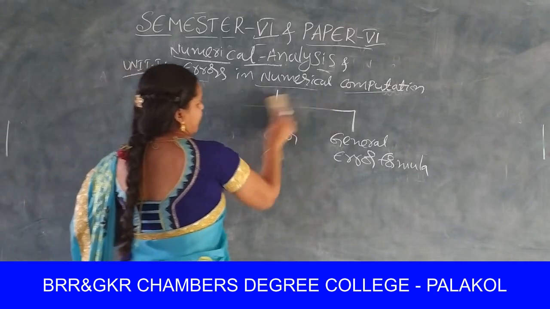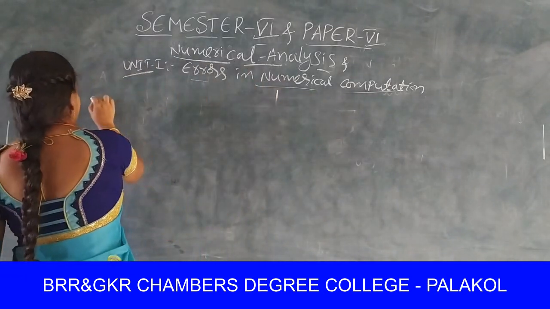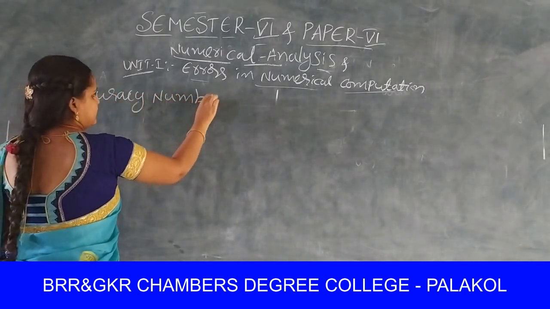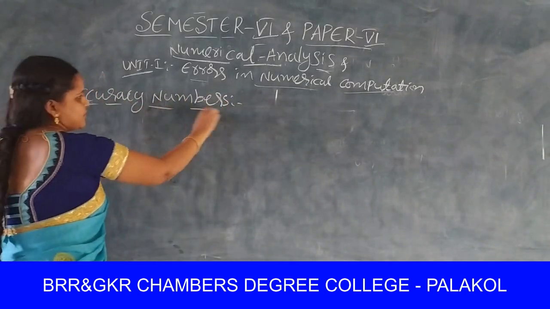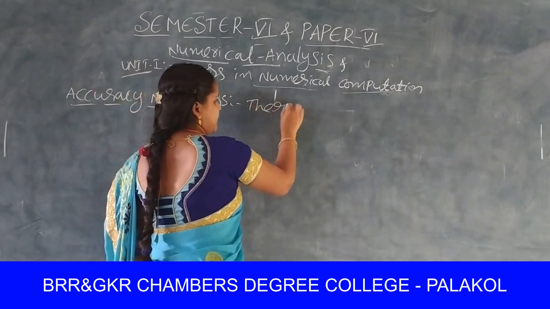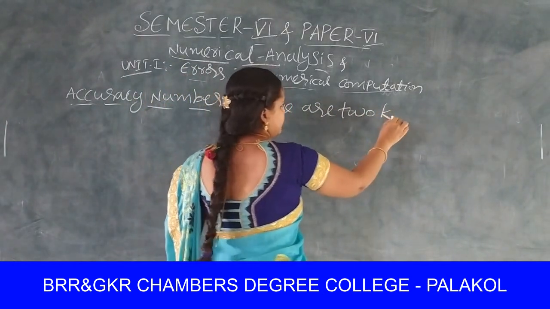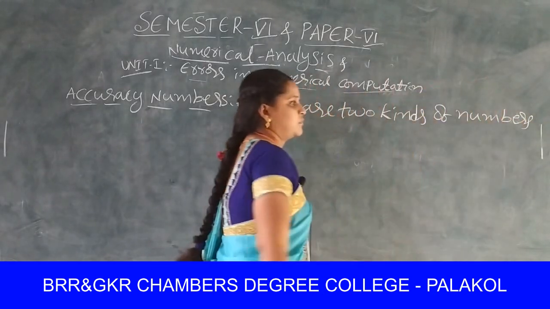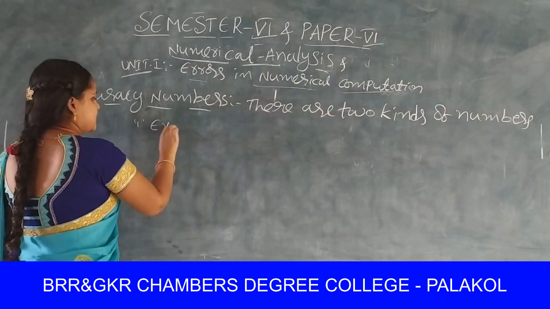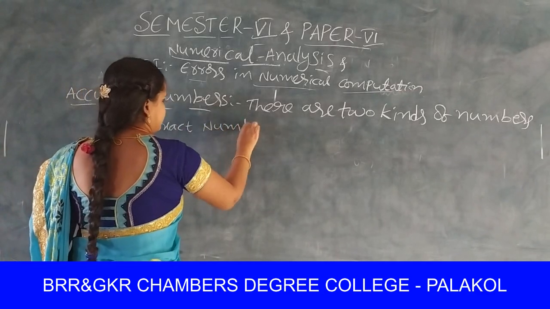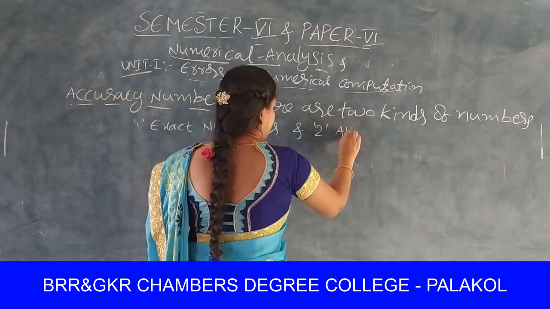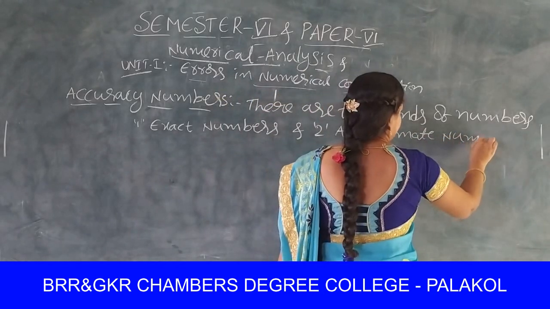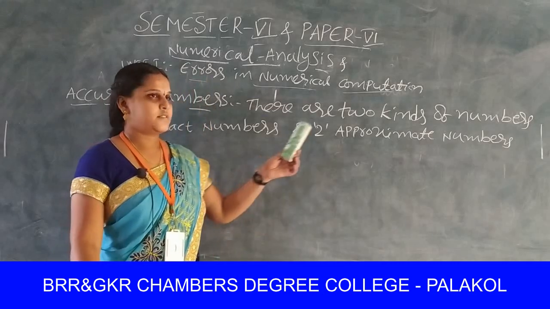Numbers are also called accuracy numbers. There are two kinds of numbers. One is exact numbers and the second one is approximate numbers. These two kinds are accuracy numbers.